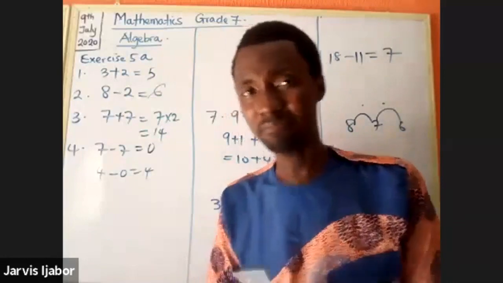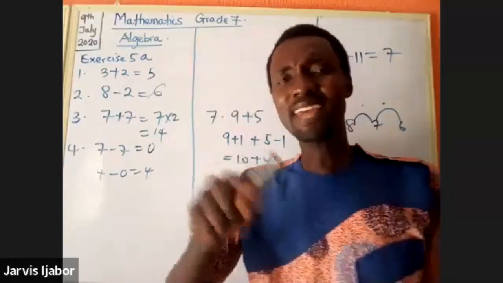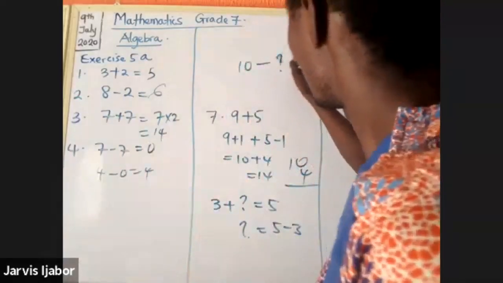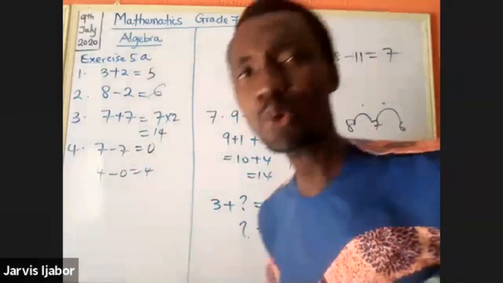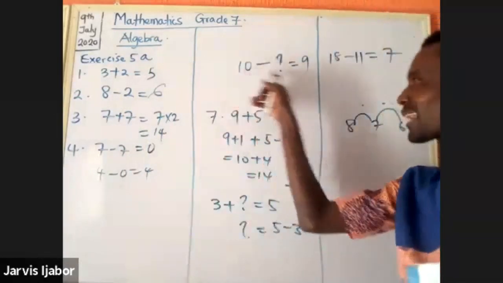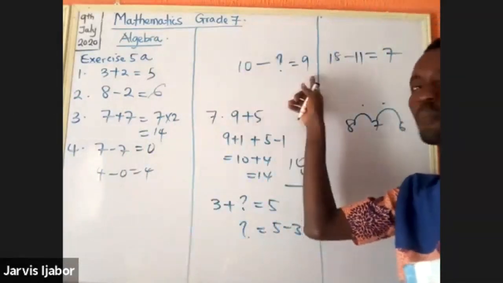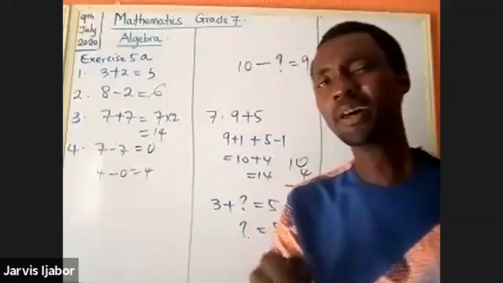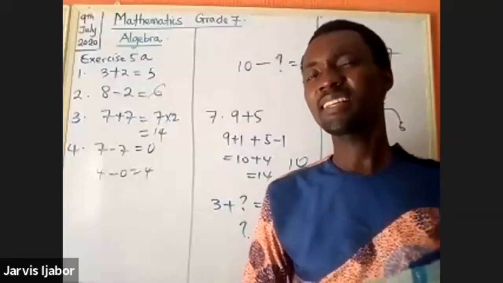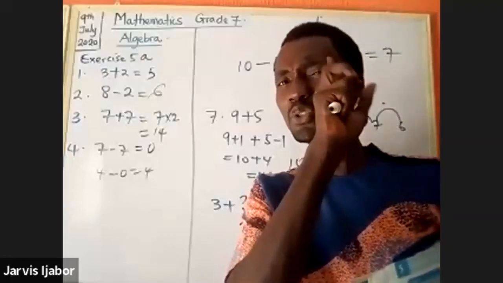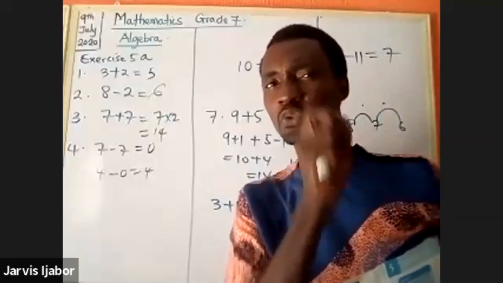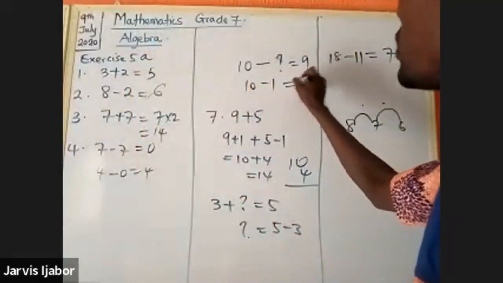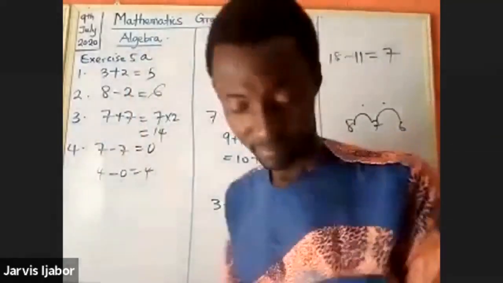Now look at this one. 10 minus a number is equal to 9. Look at it closely. Look at 10, look at 9. They are very close numbers. What's the next number that occurs after 9? It is 10. What's the number that occurs before 10? It is 9. So you need to hold these numbers very close to you. And what you have is 1. So 1 is the number I will need to remove from 10 to get 9.